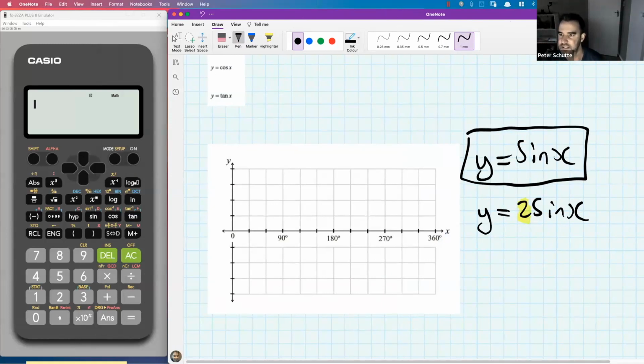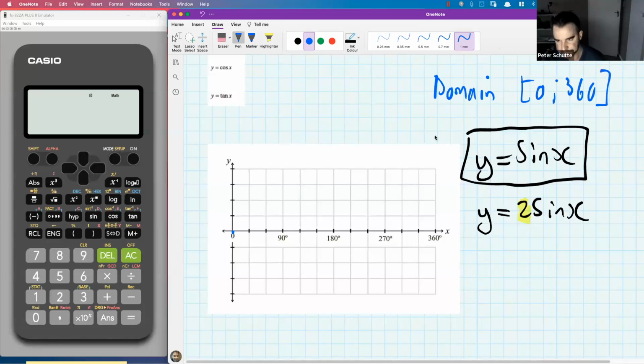Fantastic. Okay. Now, if I want to draw this graph, I know what I'm doing. It's fine. I know that I start from here. But your calculator can be helpful if you know a couple of things. First of all, you need to decide what the domain is on which you're going to draw this graph. And the domain here that I've given you for this question is 0 to 360. Then to draw this graph, we also need to know the step size.